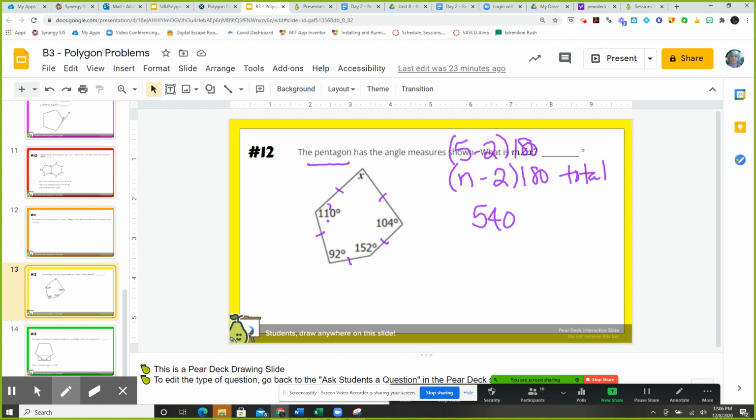But I do know 110 and 92 and 152 and 104. So we've got to subtract all of those out. You could add them all together for sure and then subtract them. Yeah. And what number did you get? 82.